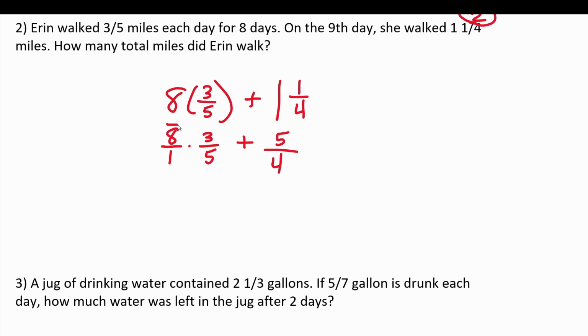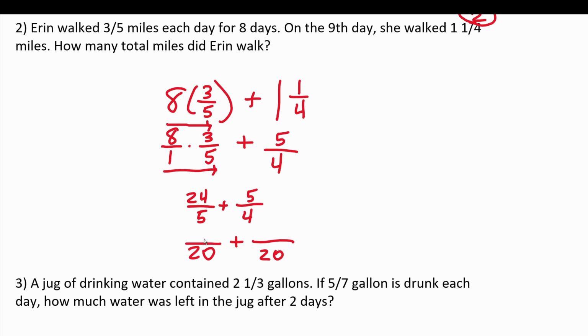As we did in the first problem, we're just going to multiply straight across here. This becomes 8 times 3, which is 24/5, plus 5/4. Now, unlike multiplying fractions, you have to have the same denominators in order to proceed. So we're trying to find a value that both 5 and 4 go into evenly. And the most obvious denominator would be 20, given that 5 times 4 is 20 and 4 times 5 is 20. So let's go with 20 here.